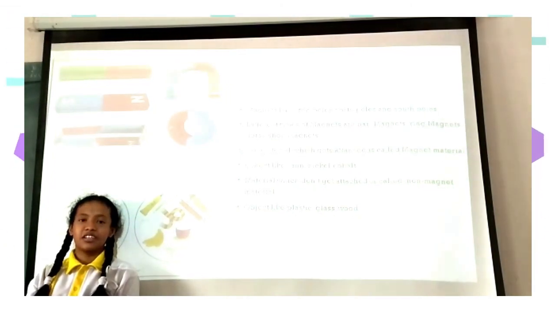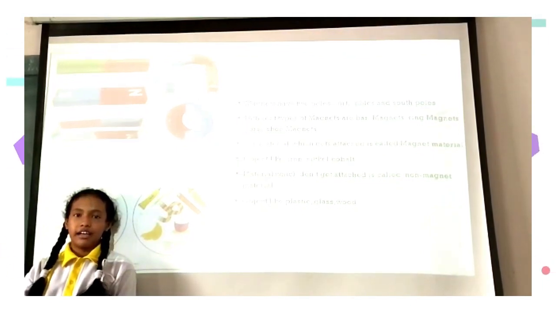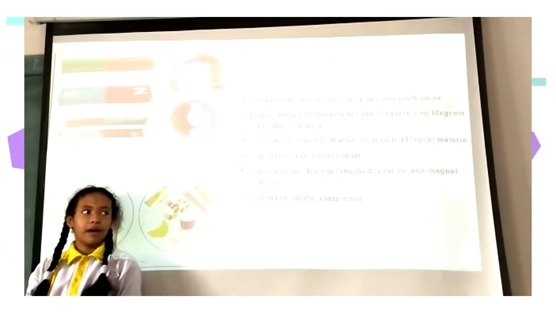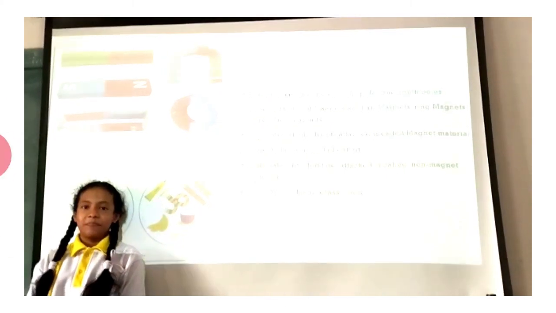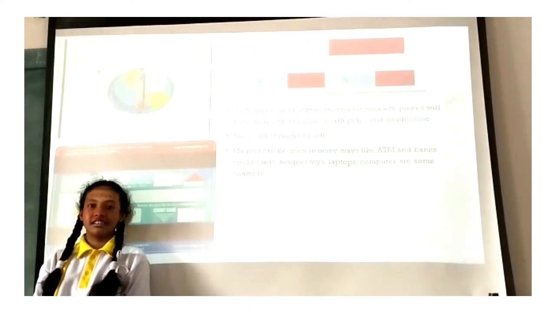Materials which get attracted to a magnet are called magnetic materials. Objects like iron, nickel, cobalt are magnetic materials. The biggest magnet is Earth.